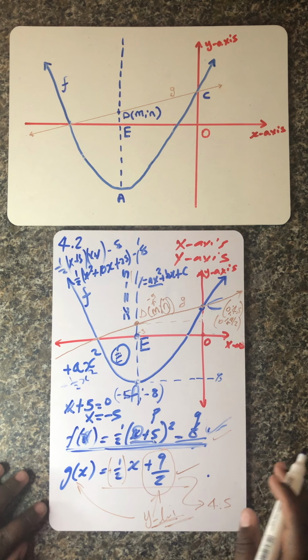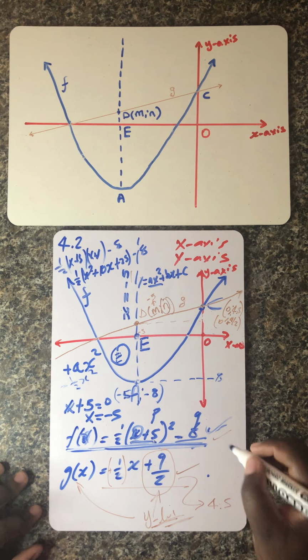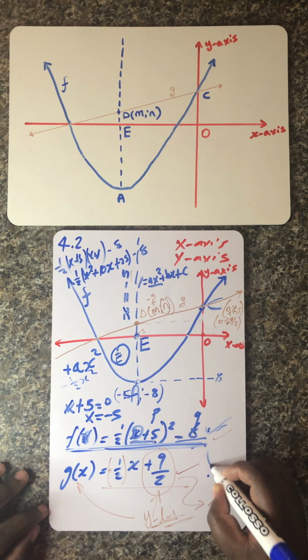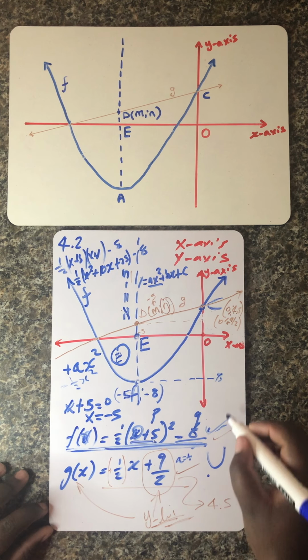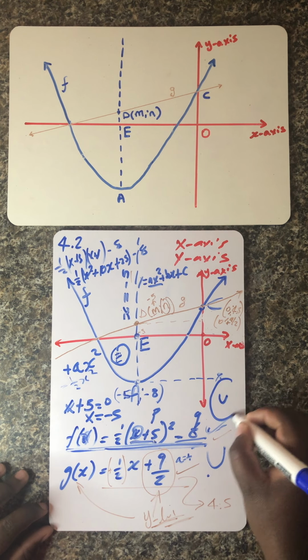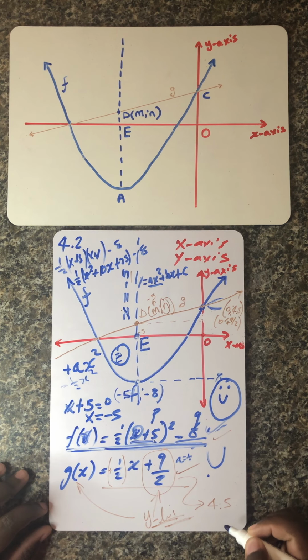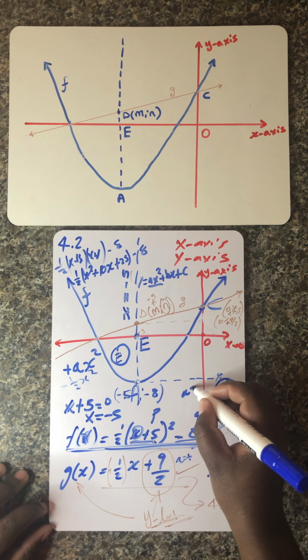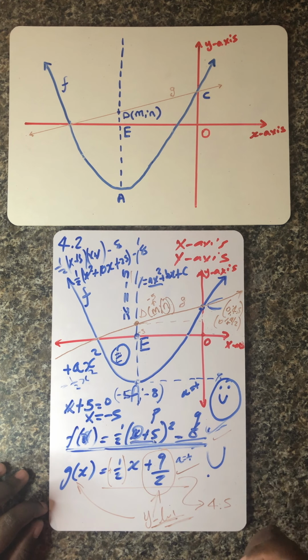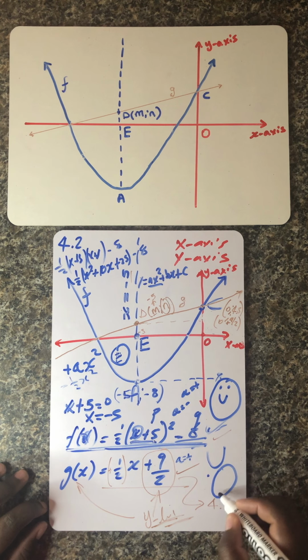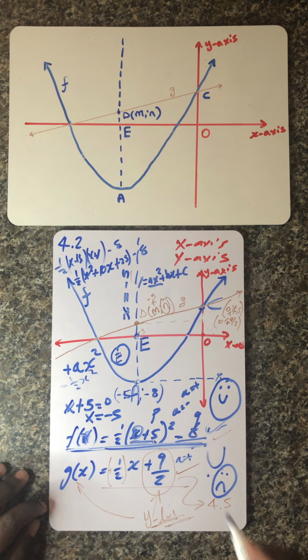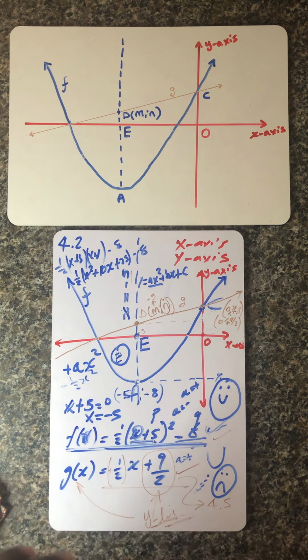Why? Because I've already done a lesson where I indicated that if your graph is like that, it means your a is positive. So that means you've got a smiling graph. Can you see? You've got a smiling graph. That's why your a is positive. The opposite is true: if your a is negative, obviously you're going to have a sad graph. Those are some of the tricks that I use when it comes to this kind of graph.